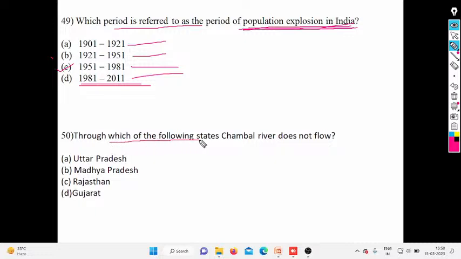Next, through which of the following states does the Chambal River not flow? Chambal River. Uttar Pradesh, Madhya Pradesh, Rajasthan and Gujarat. The Chambal River does not flow through Gujarat, so the answer is D, Gujarat.